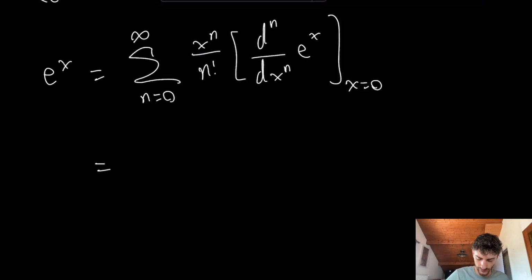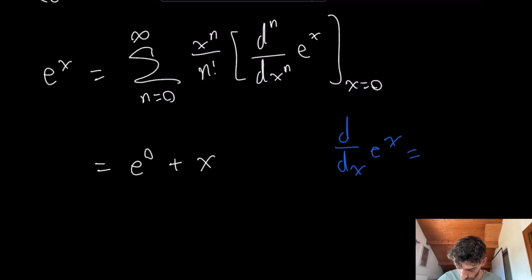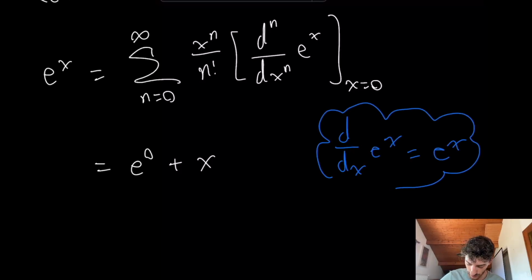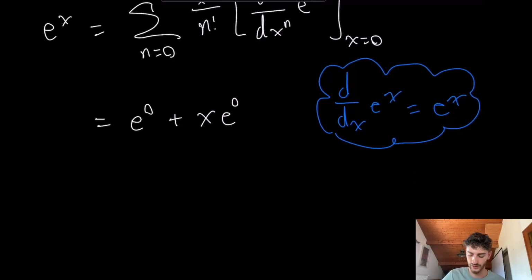Now let's write out each term. The first term, the 0th term. x to the 0 is 1, 0 factorial is 1. So we just have the 0th derivative, so there's no derivative. We just do e to the power of 0. We plug in x equals 0. The next term, now we have x to the 1 over 1, so we have x. Then let's take the derivative of e to the x. It's just e to the x. Just recall the derivative of e to the x equals e to the x, which makes it amazing to work with. So this is just e to the x, and then we plug in 0.